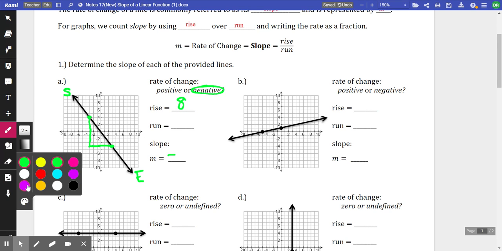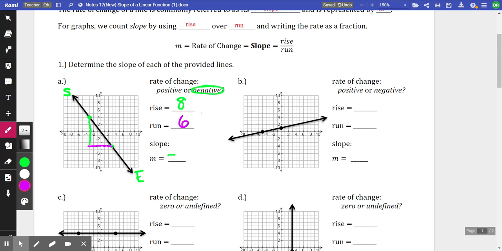Run is how much do you go from the left to the right or right to left. Same thing. We don't care about positive or negative. We already determined the slope is negative. We just count how many spaces we go over from one to the next. So we go over 1, 2, 3, 4, 5, 6. So the run is 6.